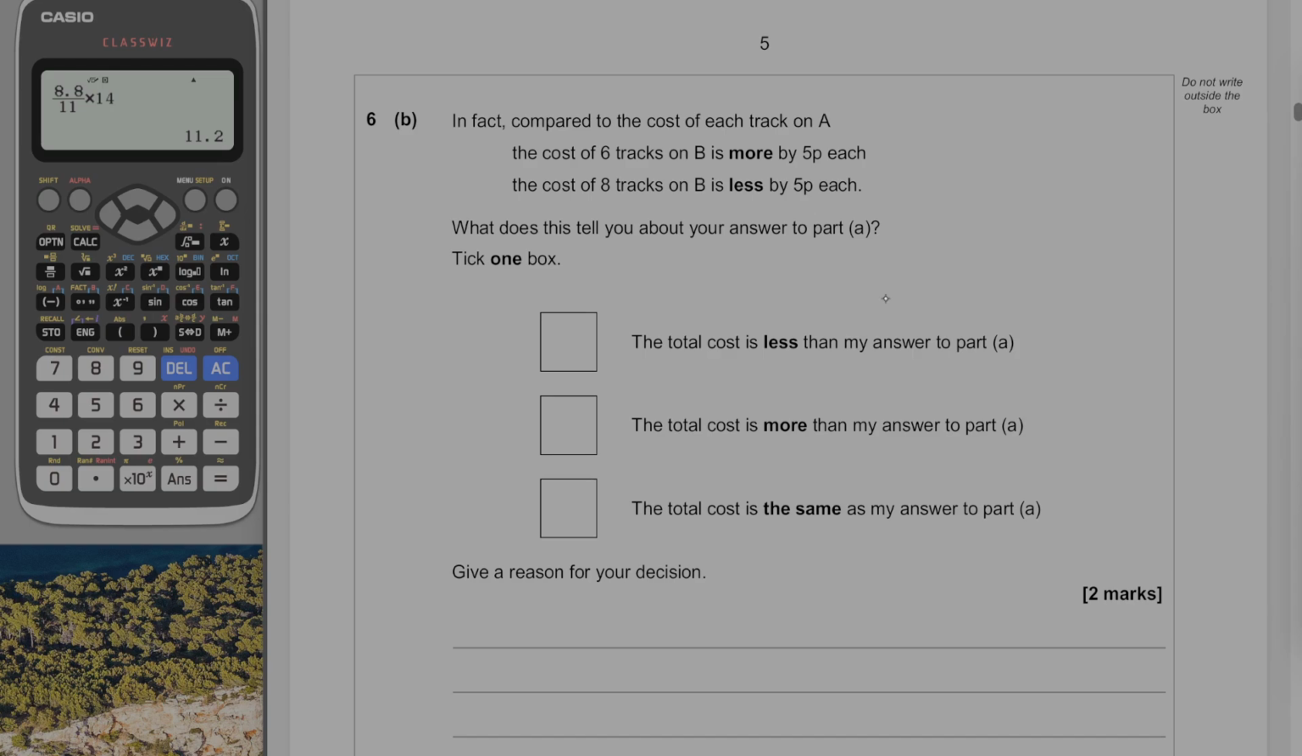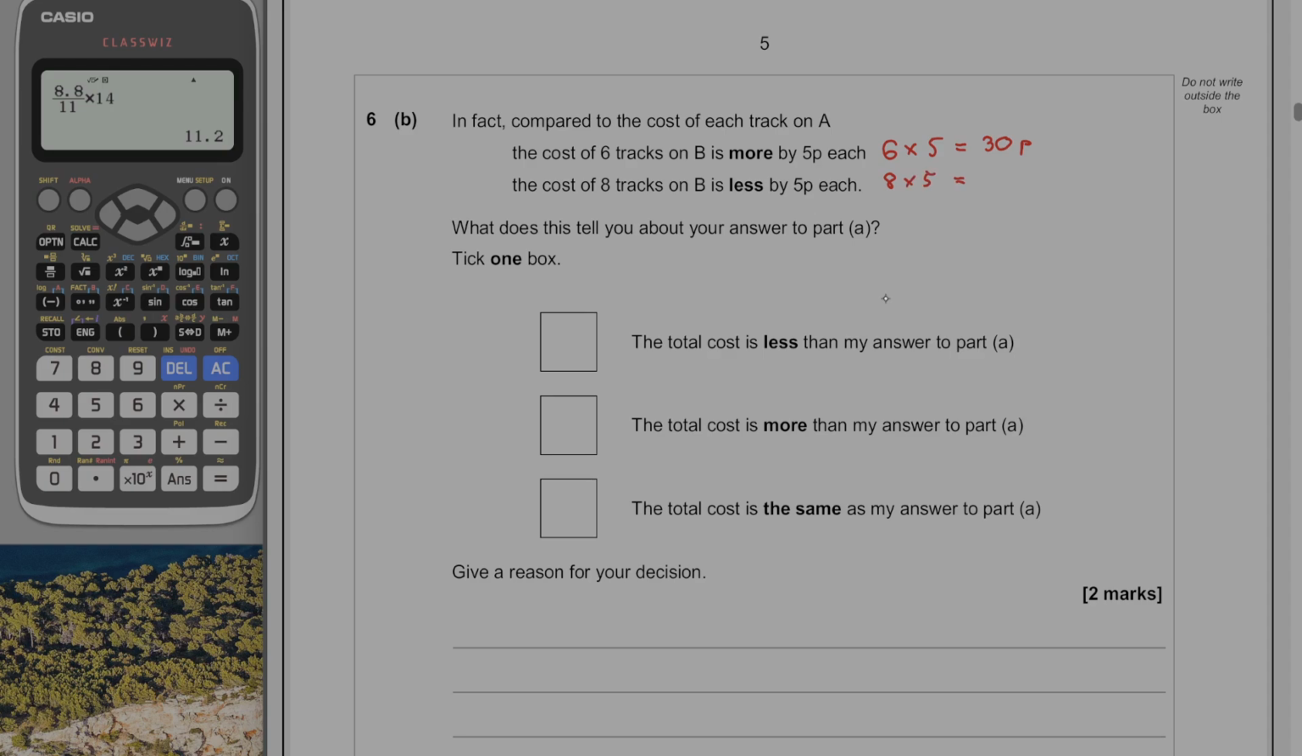The cost of 6 tracks is more by 5 pence, so that would have a residual effect of 6 times by 5, or 0.05, technically speaking. So that would create 30 pence more. 8 tracks less by 5p would create a residual of 40p less. So overall, the total would be 10 pence less. So the total cost is less than my answer to part A. That would be the one that I want.